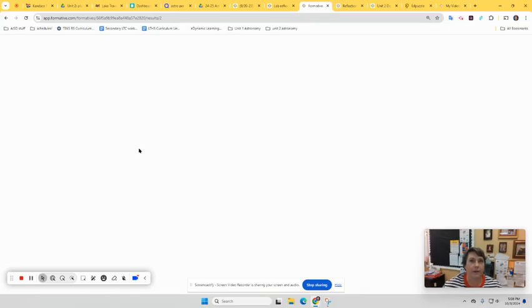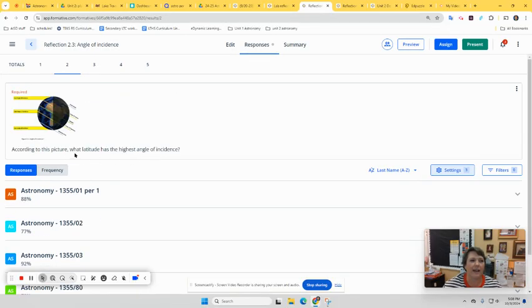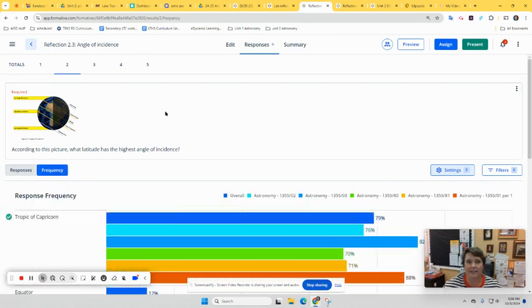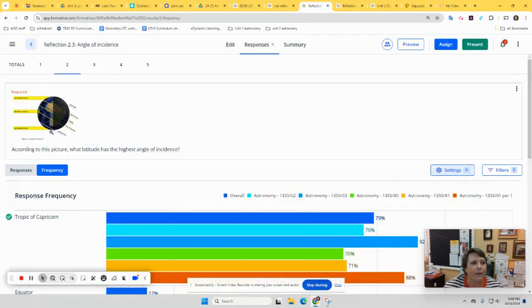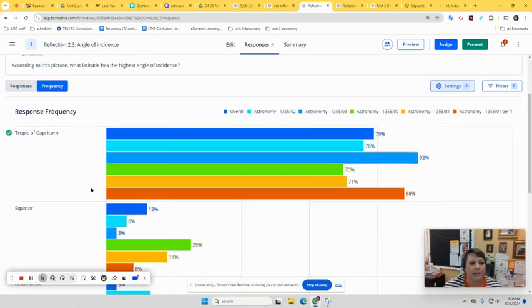Okay, this says, according to this picture, what latitude has the highest angle of incidence? So I'm talking about this picture right here. If it says that and it has the picture, I'm not talking about like, overall all year long, what latitude has the angle of incidence. I'm talking about this picture right here. If you look at this picture, the angle of incidence right here is more direct than it is up here. Okay, and this is, you can't see it, it's the Tropic of Capricorn. Okay, so that is the correct answer there.